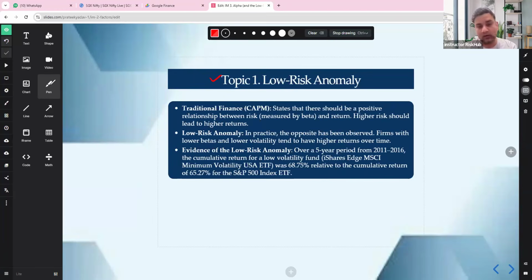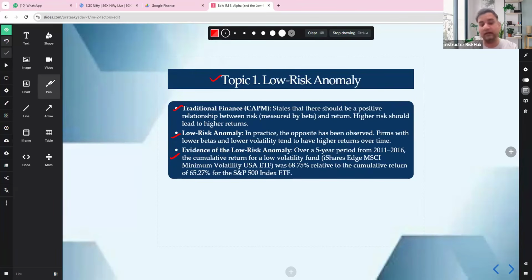Now, what does the anomaly say, right? What exactly is the anomaly? The anomaly says that in practice, the opposite has been observed, right? That lower beta stocks, lower volatility stocks have sometimes, not always, produced higher risk adjusted and in some periods even higher absolute returns than your riskier stock. That is a low risk anomaly, right? Why is it called an anomaly? Because it contradicts the standard prediction of your CAPM.